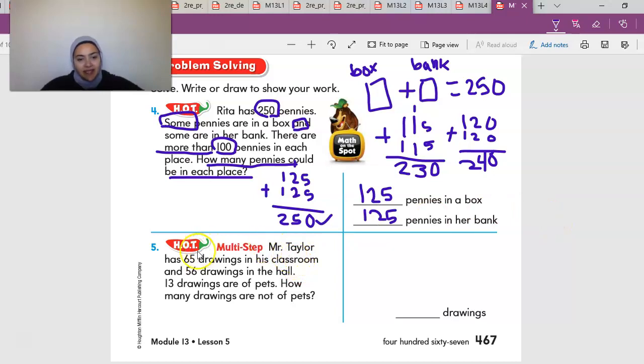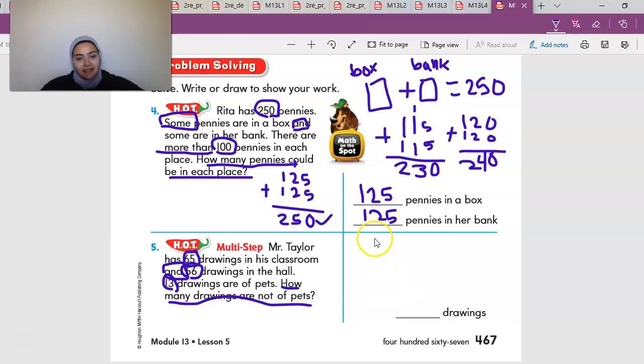Mr. Taylor has 65 drawings in his classroom and 56 drawings in the hall. 13 drawings are of pets. How many drawings are not of pets? This is a simple 2-digit problem. Okay? So first we have to find out how many drawings he has altogether.